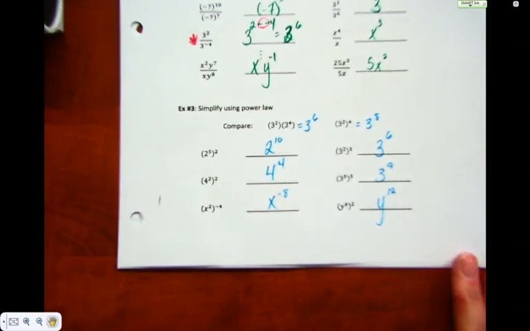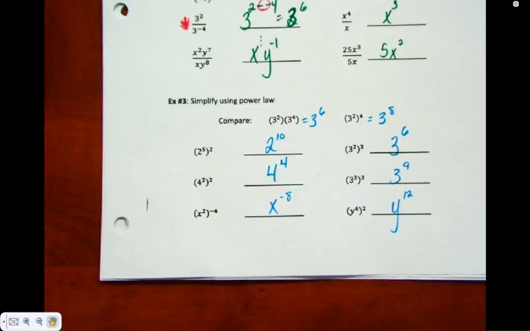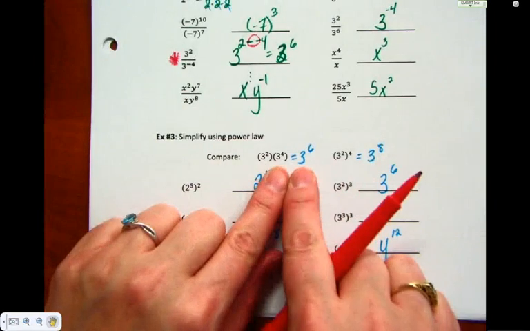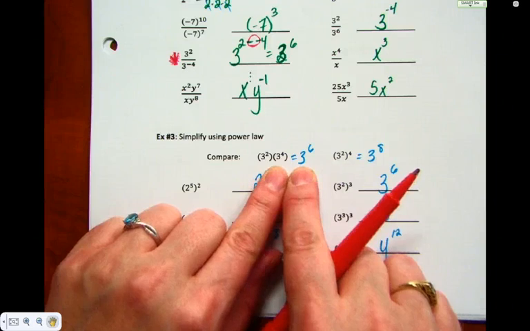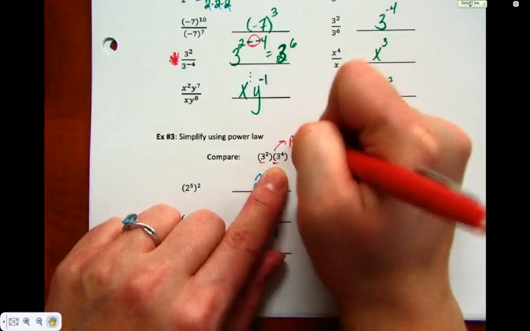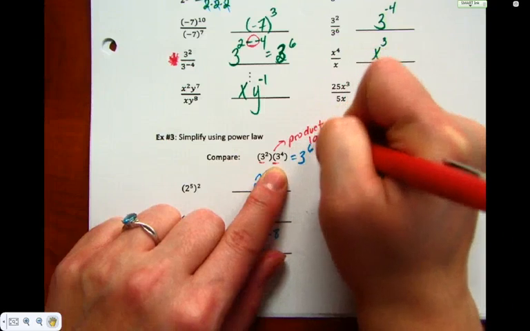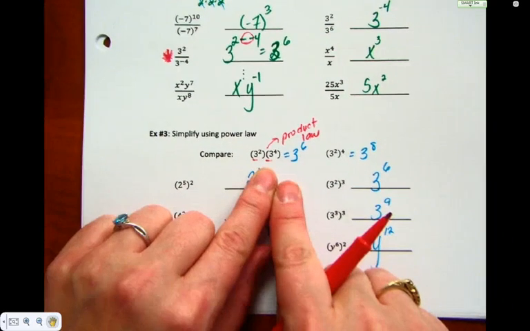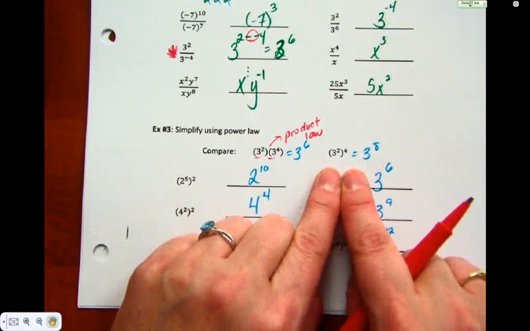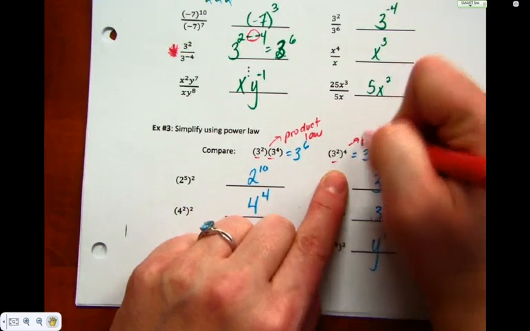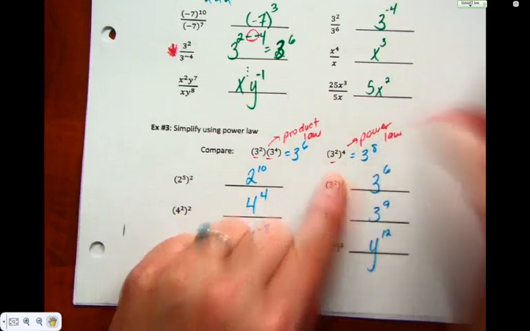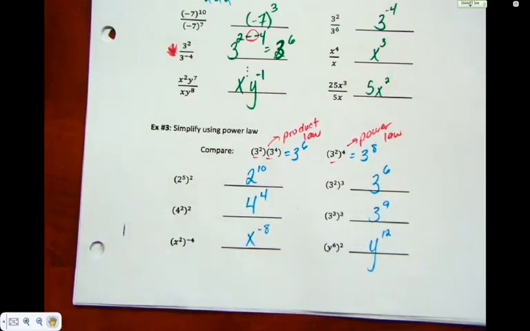If there's 1 base, that's power law, and you multiply. So if we just go back up here for a second, why did we add in this one? Because there's 2 bases, so this was product law. Over here, why did we multiply? Because there's 1 base and this is power law. If there's 2 bases, you add. If there's 1 base, you multiply. I'm going to say that 500 times over the next few days.